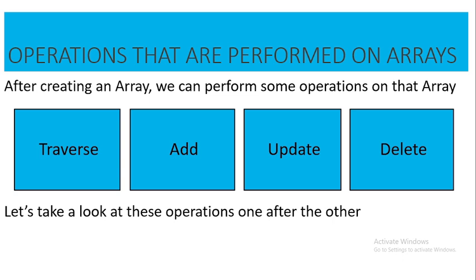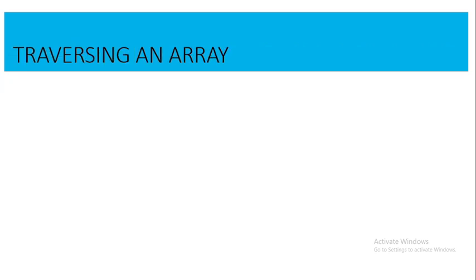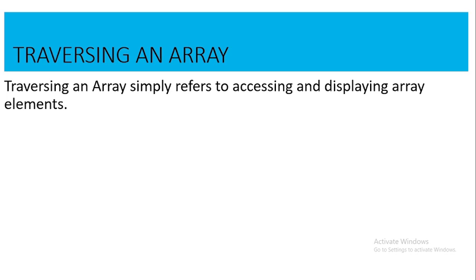These four operations come one after the other. The first operation is the traverse operation. What is traversing an array? To traverse an array means to go through each of the array elements one after the other. Picking the array elements one after the other is what is known as traversing that array.